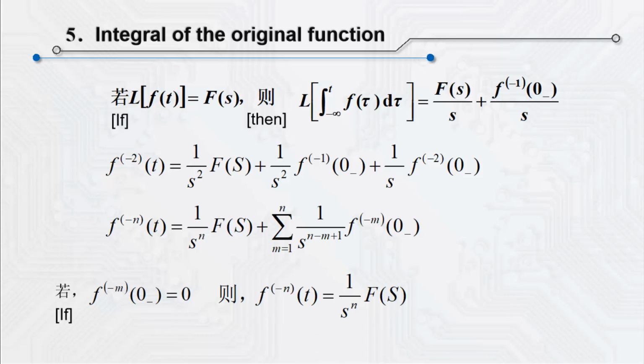Similarly, the Laplace transformation of the n-level integral of f(t) can be obtained. Its Laplace transformation is F(s)/s^n plus the sum from m equals 1 to n of the m-th order integral value at 0 negative divided by s^(n-m+1). If the m-order integral at 0 negative is 0, then you can get the Laplace transform of the n-level integral of f(t) as F(s)/s^n.